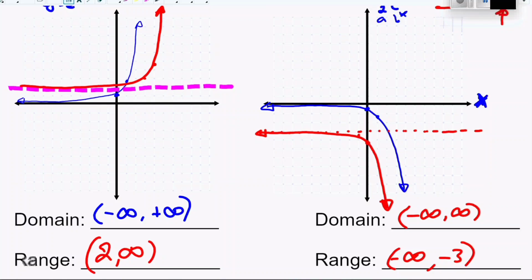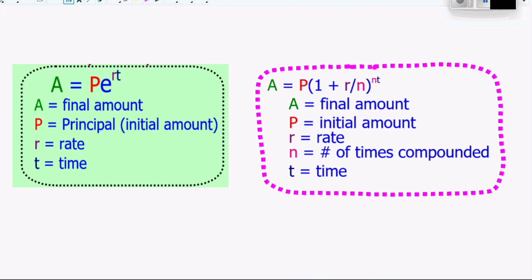This is going to be kind of the introduction to some interest problems and just kind of exponential growth and decay word problems. And you'll notice that this is the formula we had the other day, where A equals P times 1 plus r over n raised to the nt. I mentioned that in the beginning of this video.